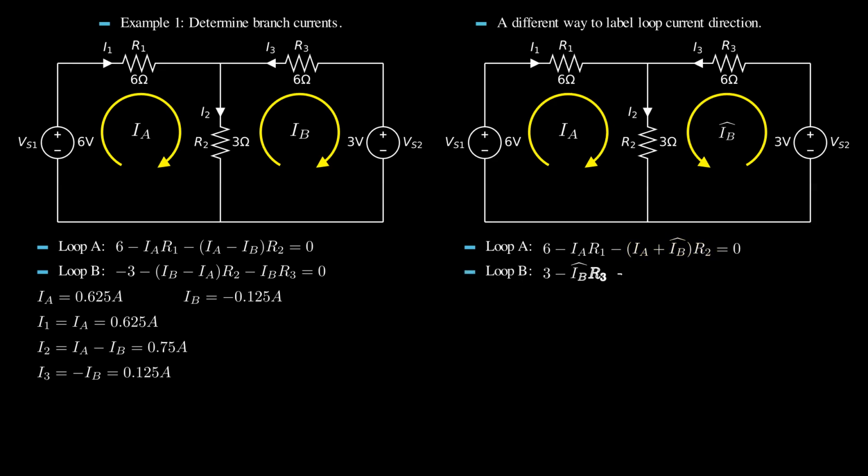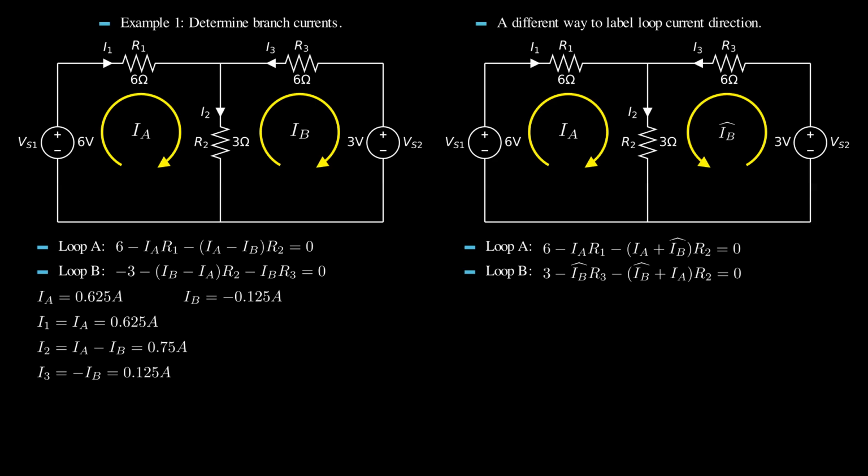For loop B, we will have 3 minus Ib hat times R3 minus Ib hat plus Ia times R2 equals 0. Again, the resistor voltage always drops, so they have negative signs. Again, the two loop currents going through R2 have the same direction. Therefore, the voltage across R2 is Ib hat plus Ia times R2. For Vs2, however, the loop current is labeled differently. Now, it enters its negative terminal, so it rises.